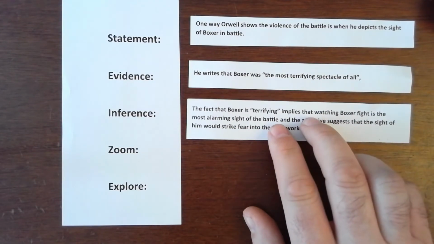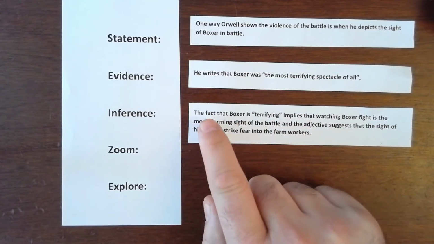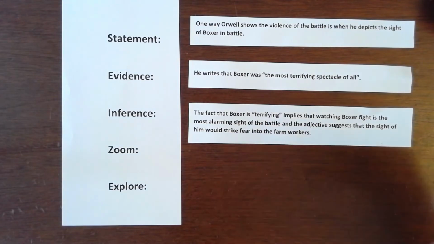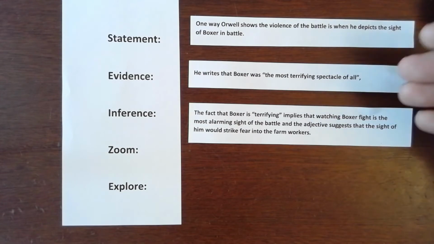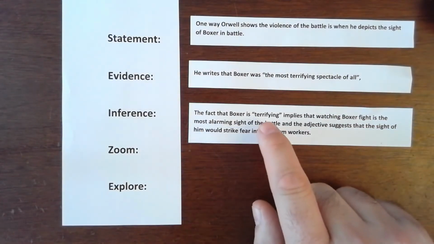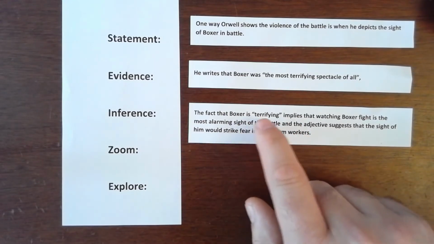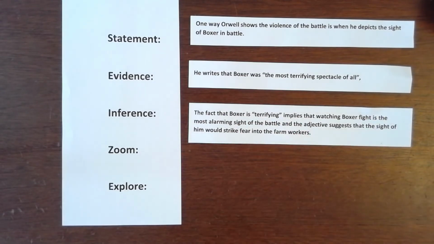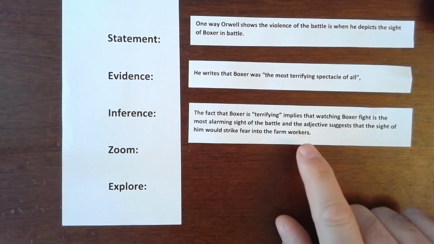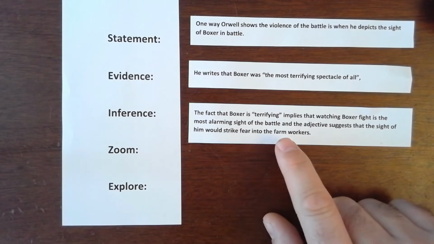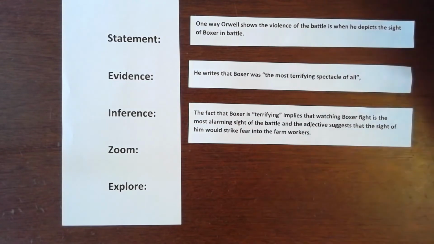What I've done is I've actually zoomed in straight away, so I'm going to put it somewhere between the inference and the zoom. I've zoomed in on this word, but what I've done is I've shown what that implies with respect to the quotation, and I've also done a thing called embedding the quotation, so integrating the quotation. The quotation becomes a part of my sentence. The fact that Boxer is terrifying implies that watching Boxer fight is the most alarming sight of the battle, and the adjective suggests that the sight of him would strike fear into the farm workers.